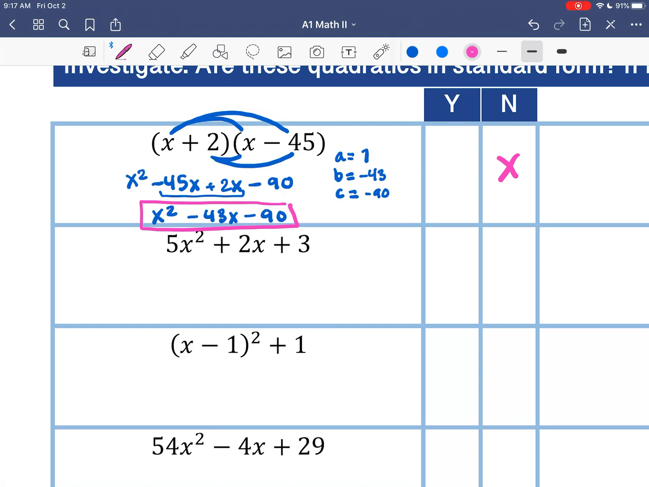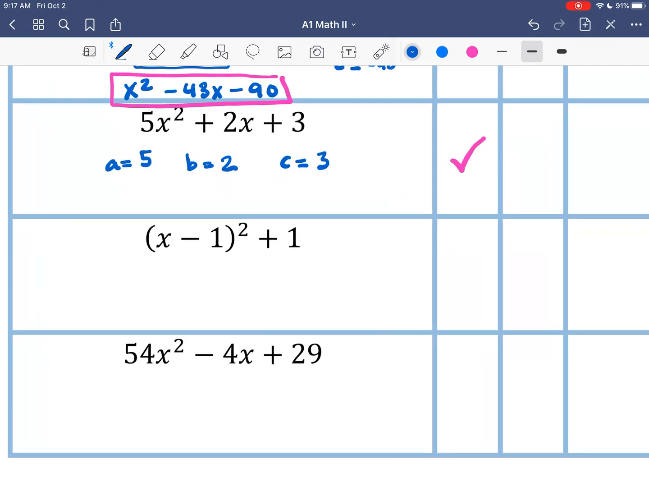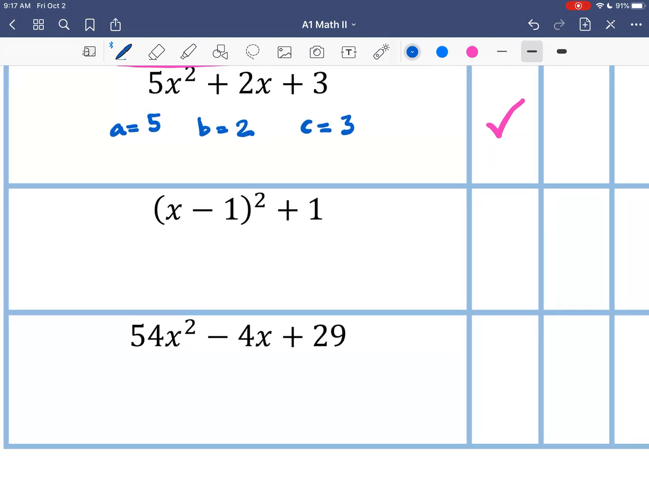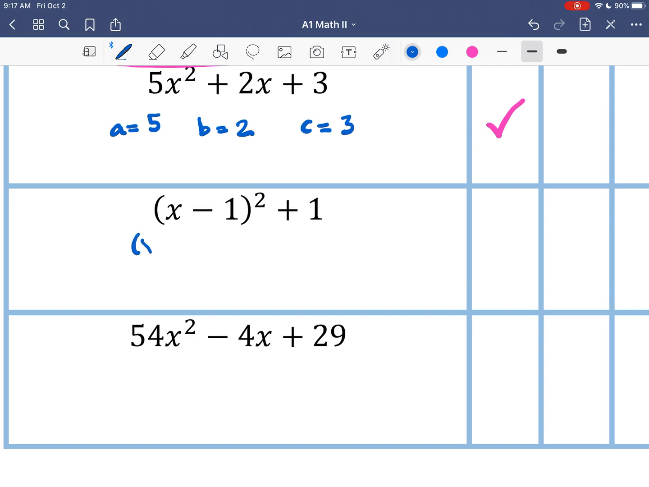This next one is in standard form. Notice that it has an x squared, an x, and a constant term. So that is in standard form, and our job is just to identify A, B, and C. A is 5, B is 2, C is 3. Remember, it's just the coefficient in front of the variables, except for on the constant term, because it's all by itself.